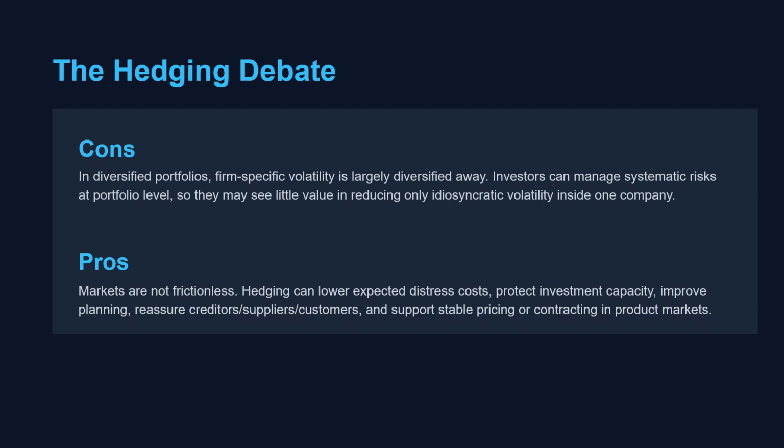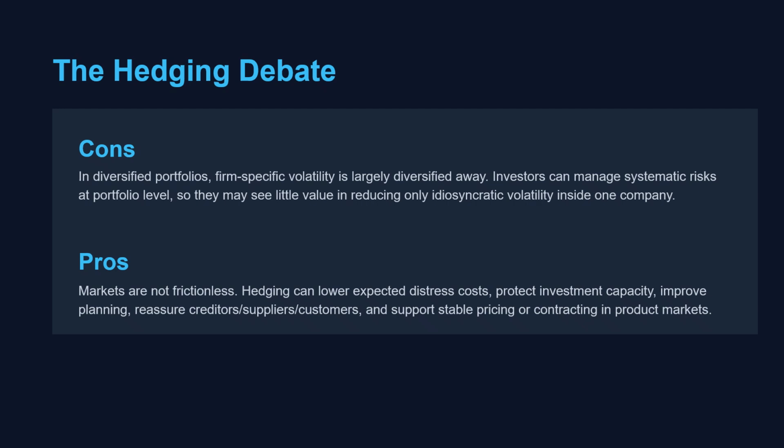Now we come to one of the most important conceptual debates in this chapter. Should companies hedge risk at all? The argument against hedging starts from classical finance. If investors hold diversified portfolios, the company's specific volatility is largely diversifiable. In that framework, shareholders can manage their own risk exposure, so they may not need the company to spend money reducing specific risk. But the argument in favor of hedging is grounded in market imperfections.